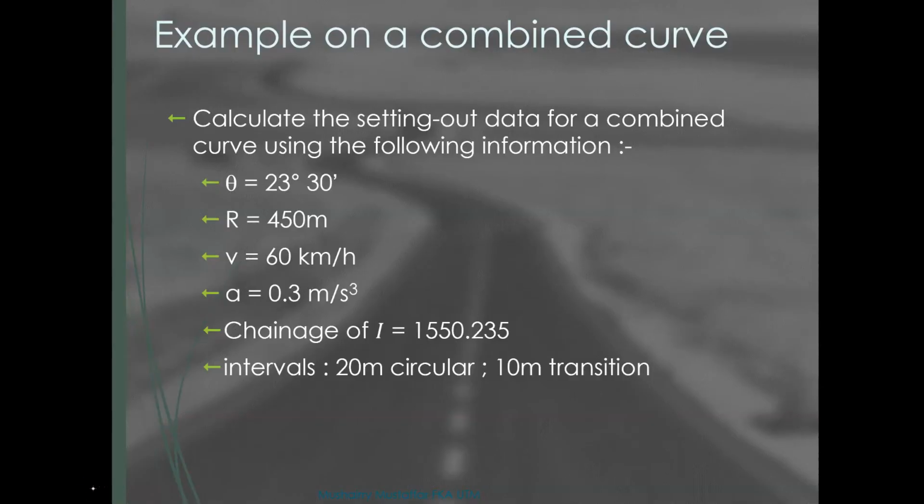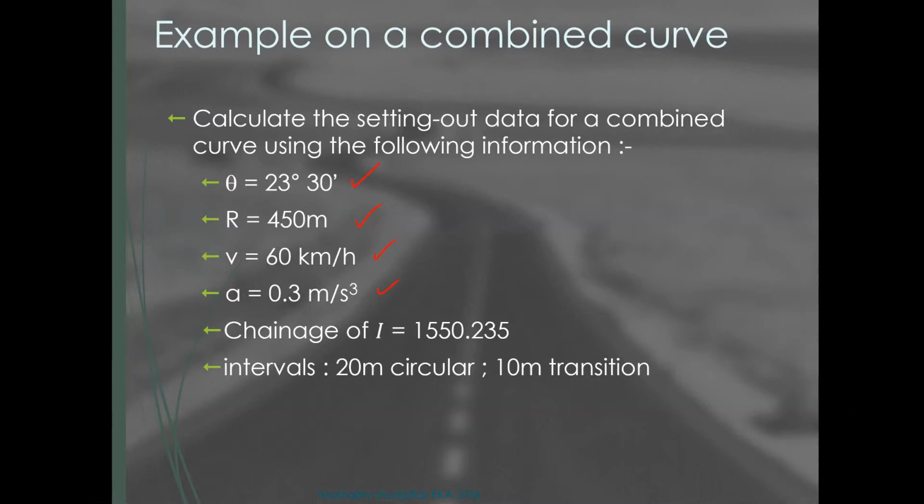Okay, to look at how we're going to apply those formulas, let's do one example on the combined curve. What we're given here: you're asked to calculate the setting out data for the combined curve, and the variables given are an intersection angle of 23 degrees 30 minutes, a radius of circular curve of 450, a speed of 60 kilometers per hour, with a rate of change of radial acceleration of 0.3.